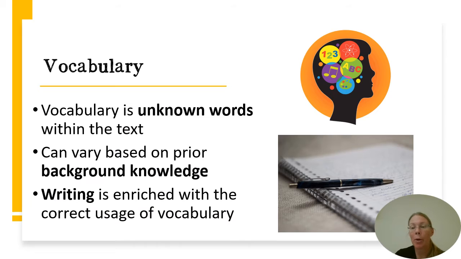Our third component for reading is vocabulary. Vocabulary is taking those unknown academic words or even words that we just don't recognize within the text, and we're trying to figure them out. Sometimes we use our context clues to help us, but a lot of times it really helps to have background knowledge. Prior knowledge can affect our understanding of our vocabulary. Writing is enriched with the correct usage of the vocabulary.